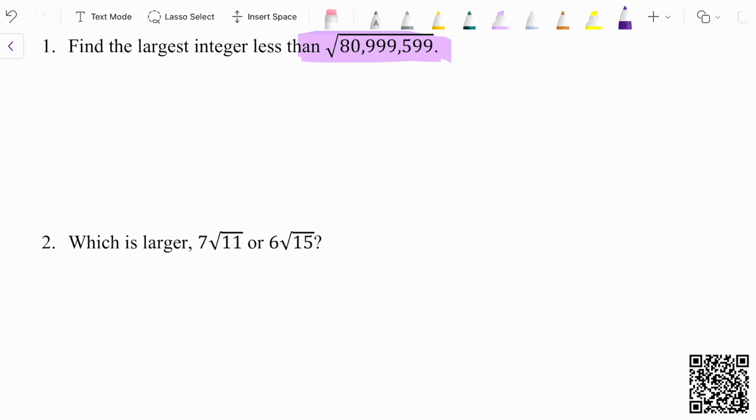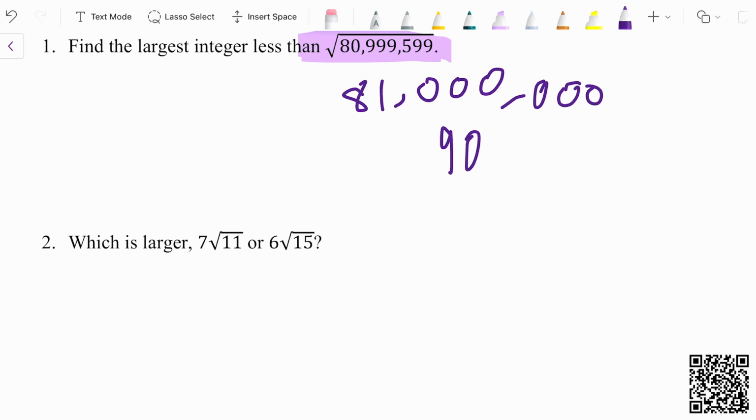So, what we're going to do is 81,000,000. Hey, that looks pretty close, doesn't it? It's only 401 away, which is actually a very small distance for such big numbers. Am I right? Anyway, it's only 401 away. And 81,000,000 is a perfect square. And that means that it can be square rooted quite easily, which means that its square root would be equivalent to 9,000.